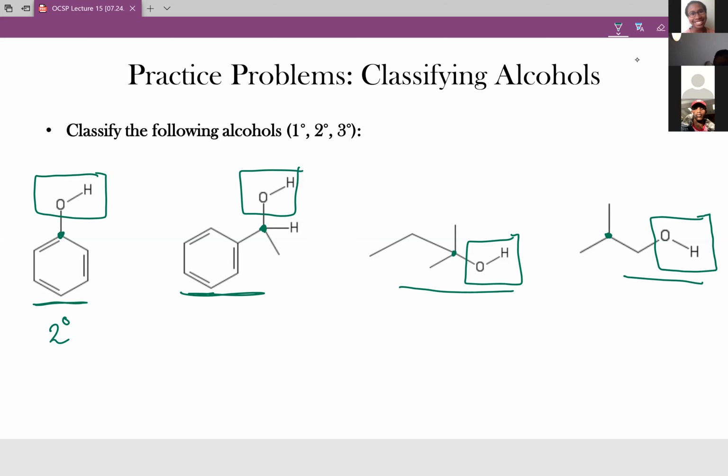Okay, so this second one is also going to be a secondary alcohol, right? The OH group is right here, and the carbon that it is attached to is attached to one other carbon and another carbon right there. So, a secondary alcohol. This one, let's see what we figure out. This is the carbon that the OH group is attached to. That carbon is attached to one other carbon right here, another carbon right there, and our third carbon right there. So this is going to be a tertiary alcohol. And then this one, right? This is the OH group that we're focusing on, and the carbon that it is attached to is right here. That carbon is attached to only one other carbon group right there. So this is going to be a primary alcohol. It's going to be important to be able to classify these alcohols when we move into the reactions of these alcohols. Are there any questions on this?